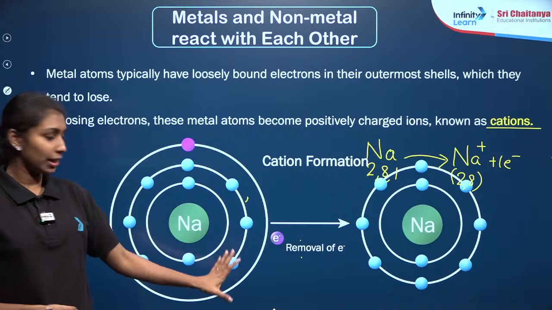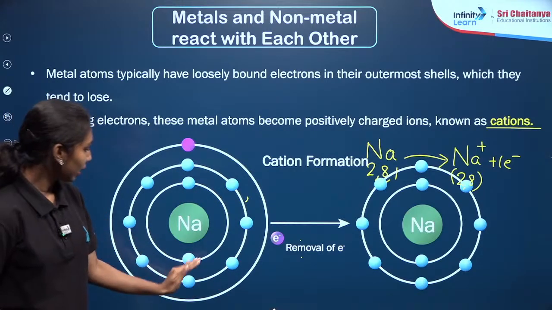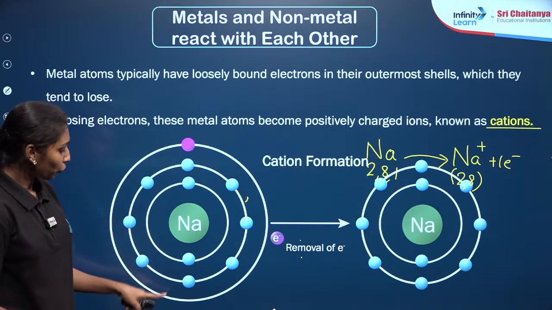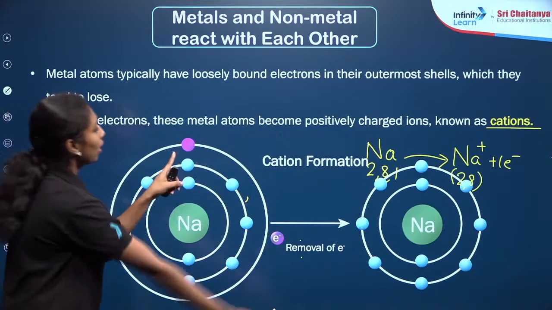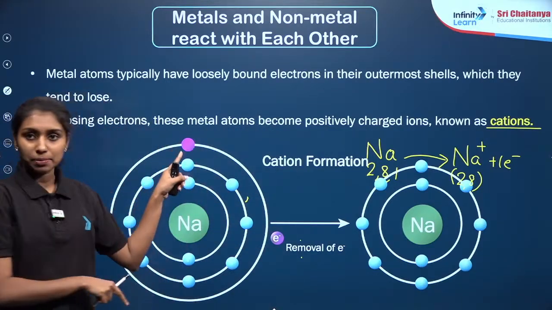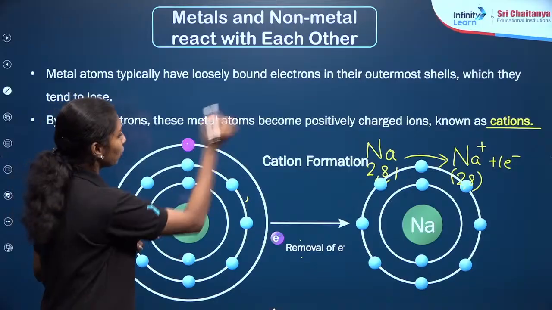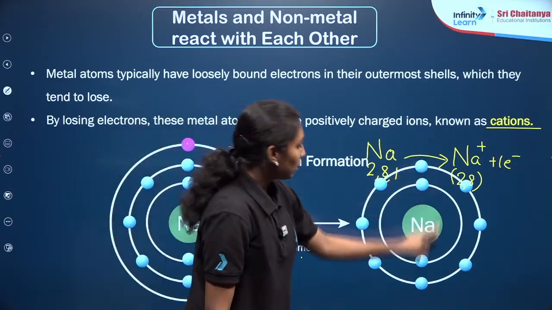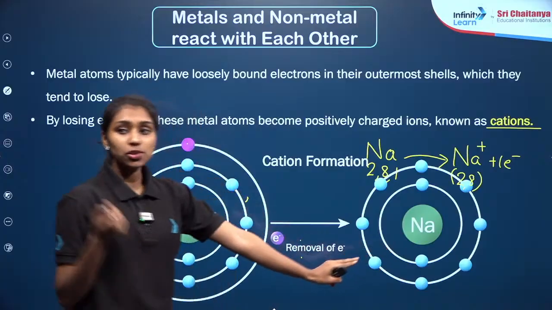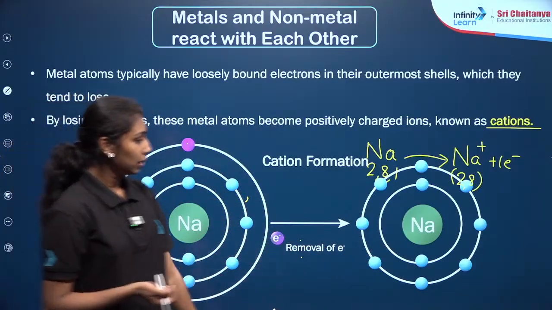Yes, the same is happening here. This is the pictorial representation given here. Sodium has the electronic configuration of 2,8,1, right? This is the one electron which is going to be donated by the sodium atom. So this electron is removed from here. The removal of this electron will form the Na plus ion, or the sodium cation. Clear?